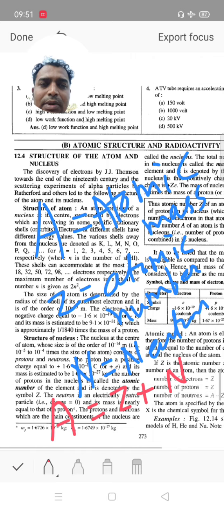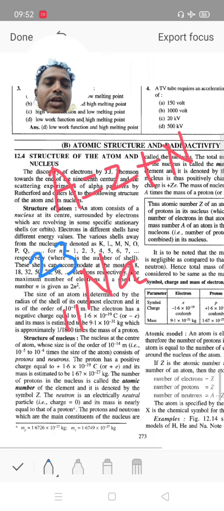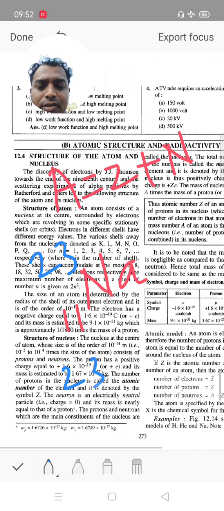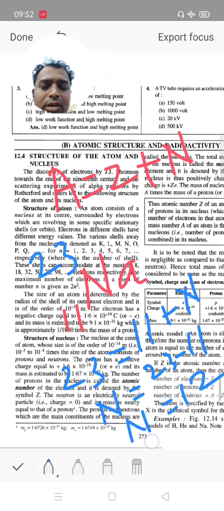Now some examples, we calculate the number of neutrons present. Sodium has atomic number 11 and mass number 23. Now A is equal to 23, atomic number 11 plus N, so 23 minus 11 is equal to 12. The number of neutrons present in sodium is 12.